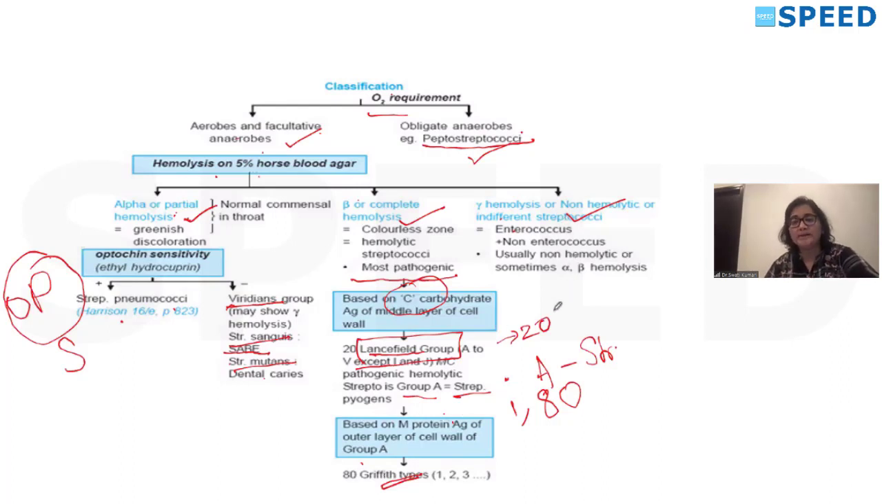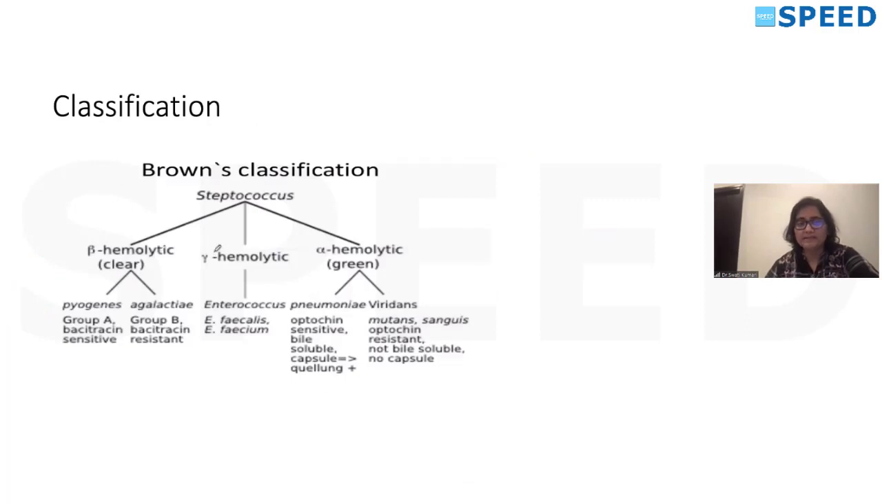Okay. Gamma non-hemolytic is your Enterococcus. Enterococcus, apart from non-hemolytic, can sometimes show alpha or beta hemolysis also. So we saw beta, gamma and alpha hemolysis. We learned about alpha hemolytic, optochin and other things. We'll start with beta hemolysis. Beta hemolysis is complete hemolysis. You have Streptococcus pyogenes.